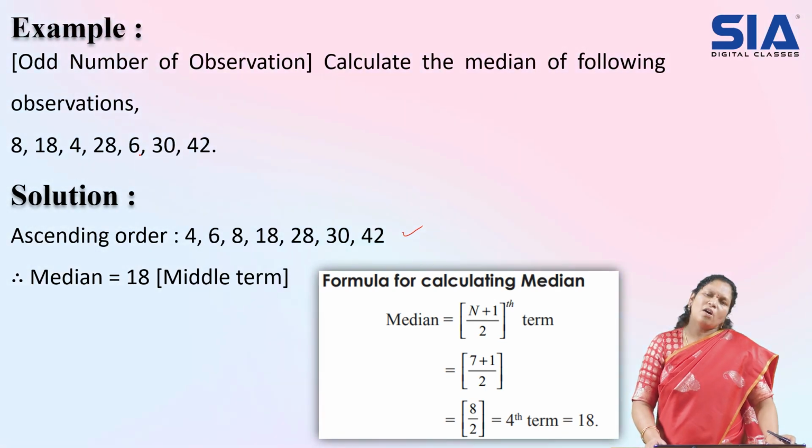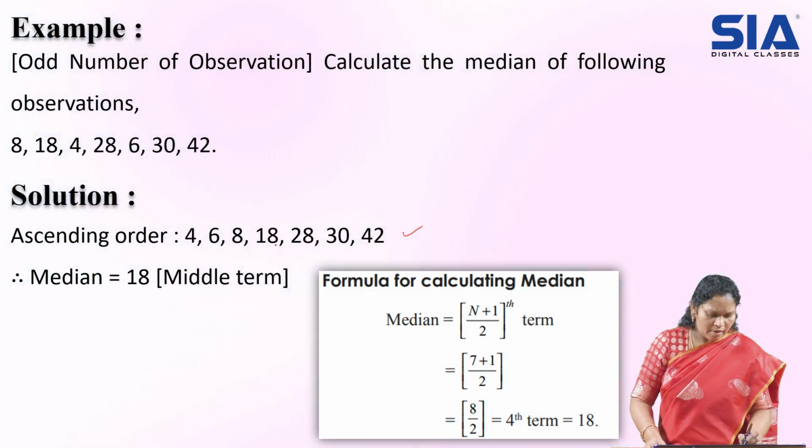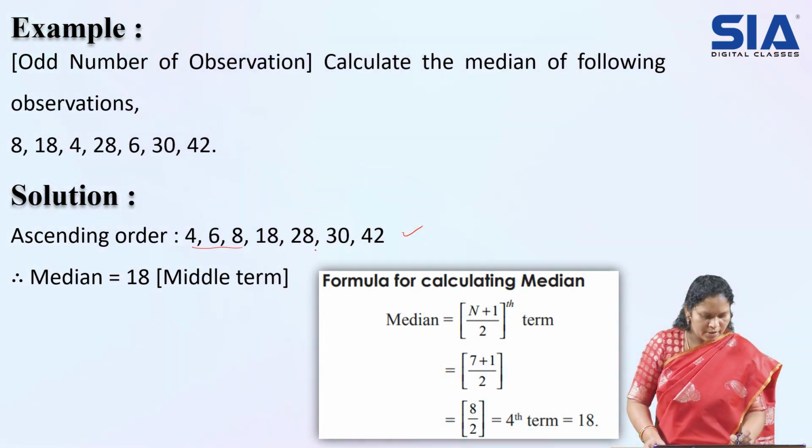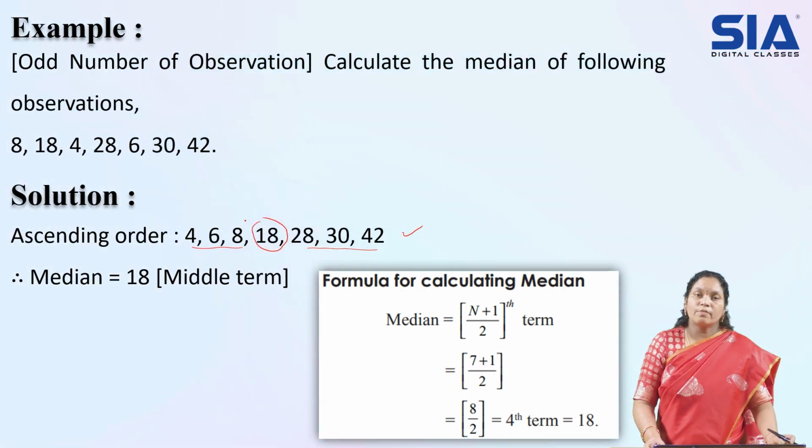Then go for the formula, or directly check the middle value, because it's odd data. Exactly you will get the middle value. Leave 3 observations on this side and 3 on that side; the middle value becomes the median. That's how we can decide.